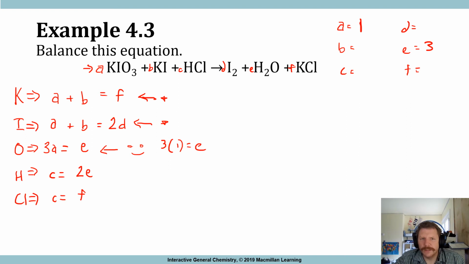Okay, next up, now that I have the value for E, I can plug that in to some other equations. Well, specifically, the equation for hydrogen.